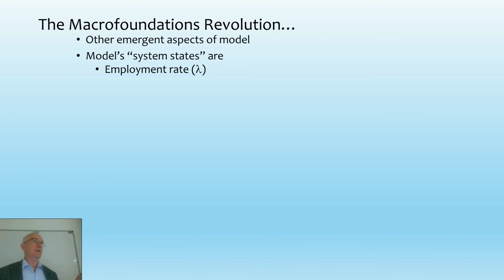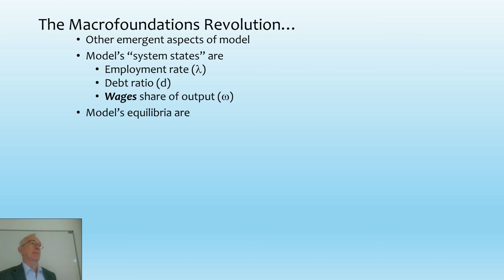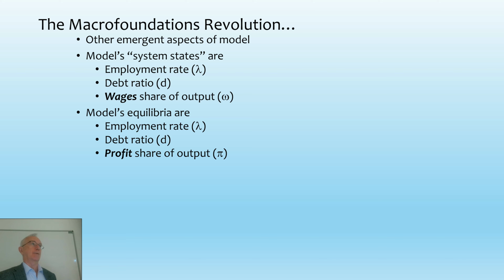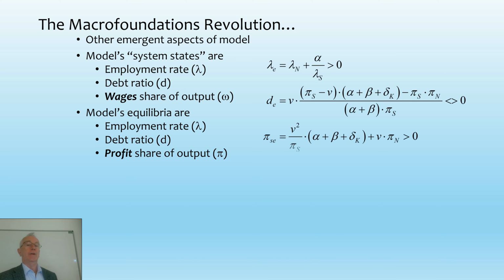So there are three system states for this model: the employment rate, the debt ratio, and the wages share of GDP. When you solve for the equilibrium, you find the equilibrium states are actually the employment rate, the debt ratio, and the profit share of output. So profit share tends to bounce around in equilibrium. As the debt level goes up, the workers' share goes down. And that's a direct cause of inequality, and it's also a sign of breakdown.